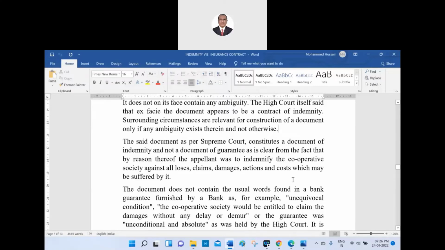The said document, as per the Supreme Court, constitutes a document of indemnity and not a document of guarantee, and it is clear from the face that by reason thereof the appellant was to indemnify the cooperative society against all losses, claims, damages, actions, and costs which may be suffered by it. In any case, whatever the terms and conditions would be therein in the policy bond or the certification, that would only be indemnified.